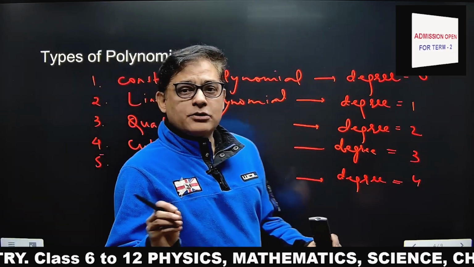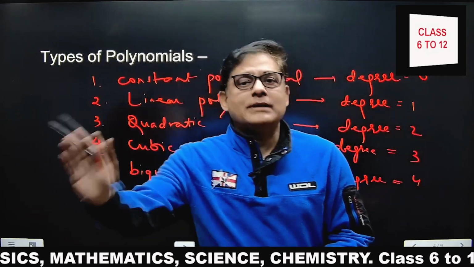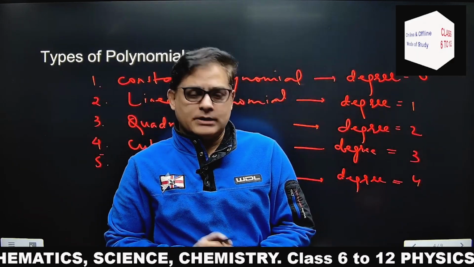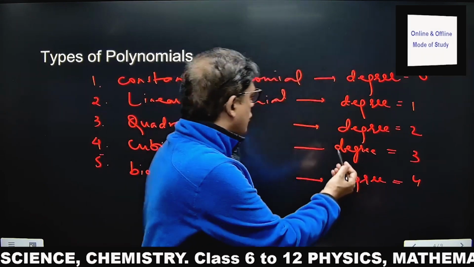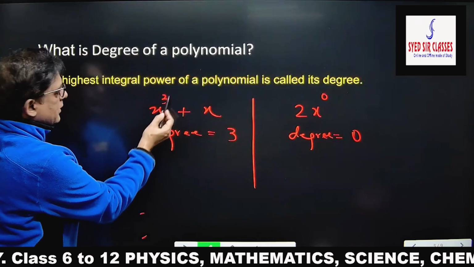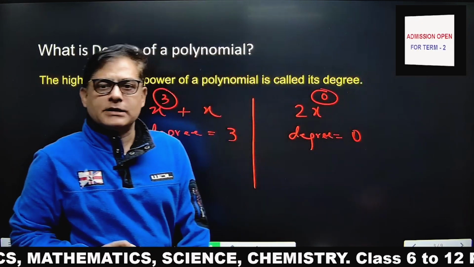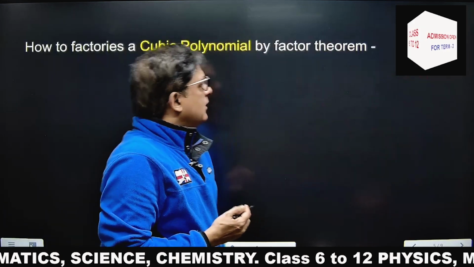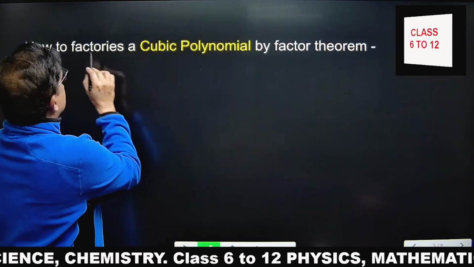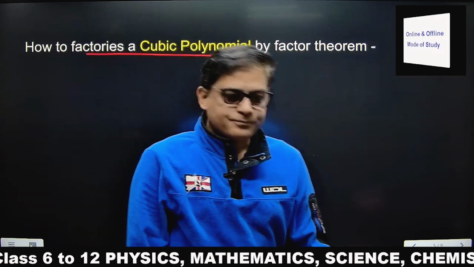आज मैं यहाँ जो वीडियो बना रहा हूँ, ये 9th से लेकर 12th तक सारे बच्चों के लिए बहुत इंपॉर्टेंट है कि हम एक क्यूबिक पॉलिनोमियल को, क्यूबिक का मतलब डिग्री 3 है. This was a cubic polynomial because its degree is 3. This is a constant polynomial because degree is 0. हम आज डिस्कस कर रहे हैं हाउ टू फैक्टराइज अ क्यूबिक पॉलिनोमियल बाय फैक्टर थ्योरम.